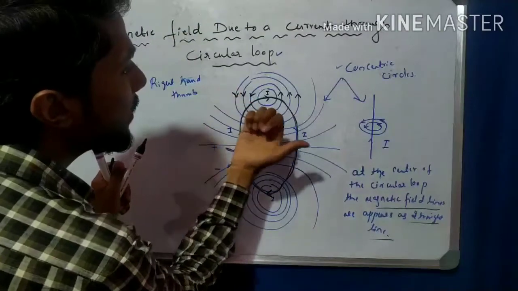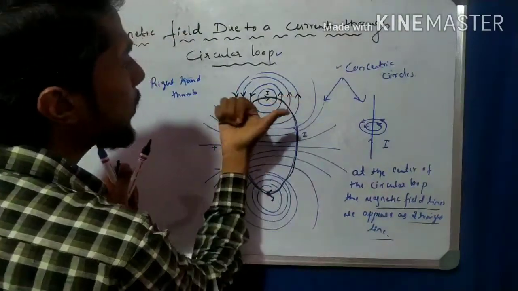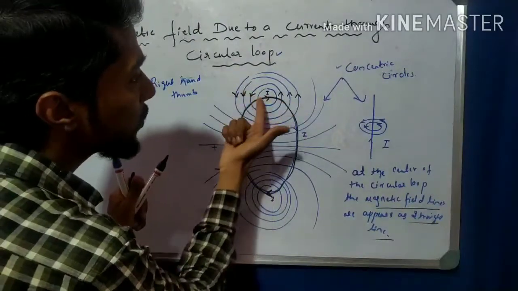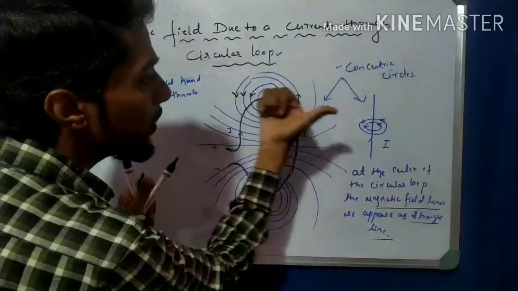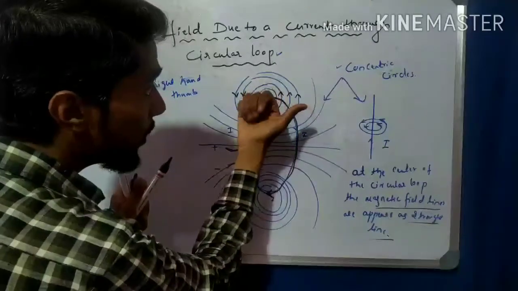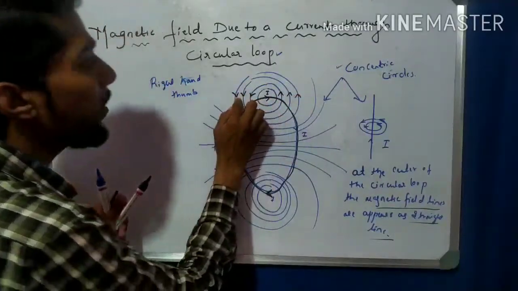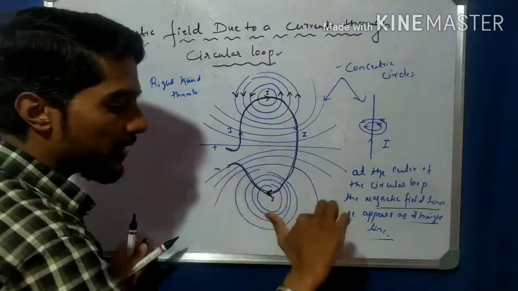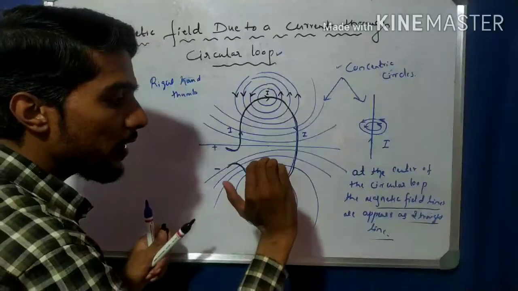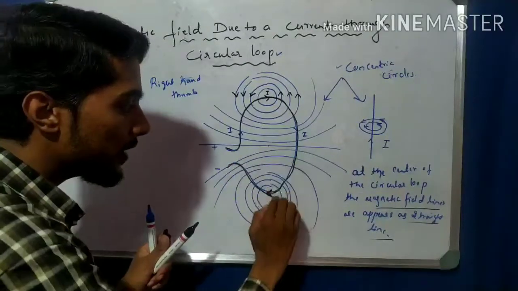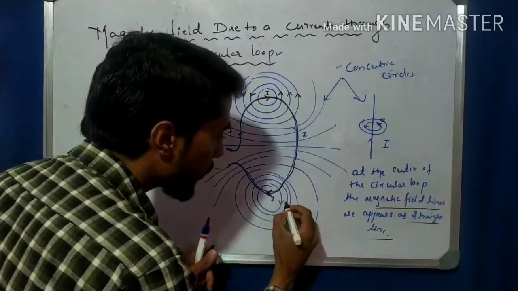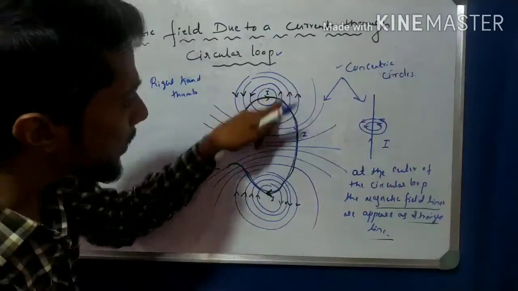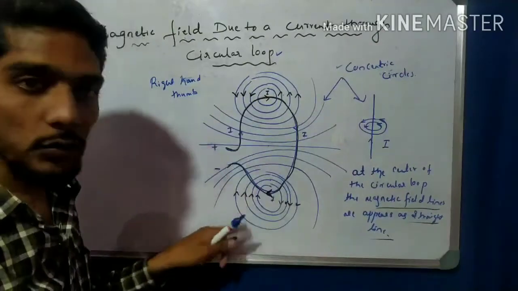Now take the opposite case, when the current is flowing in this direction. The thumb indicates the direction of current, and now the fingers indicate the downward direction, so the magnetic field is downward. Here again, the current is in this direction, so the fingers indicate downwards. So here it is downwards, and here it is upwards. Compare: where it is upward here, it is downward there, and where it is downward here, it is upward there.